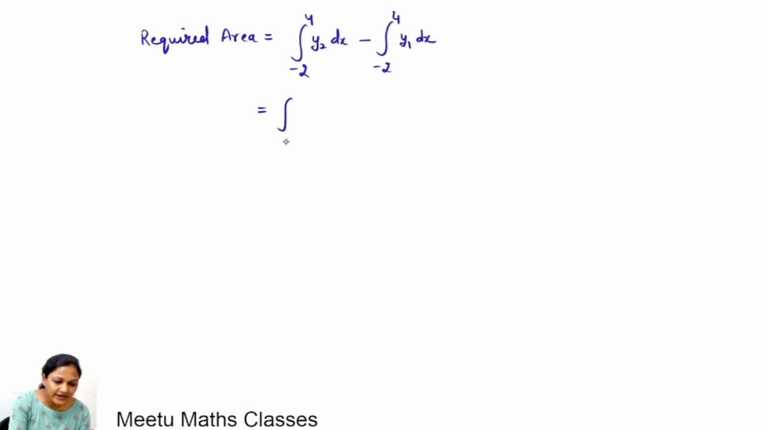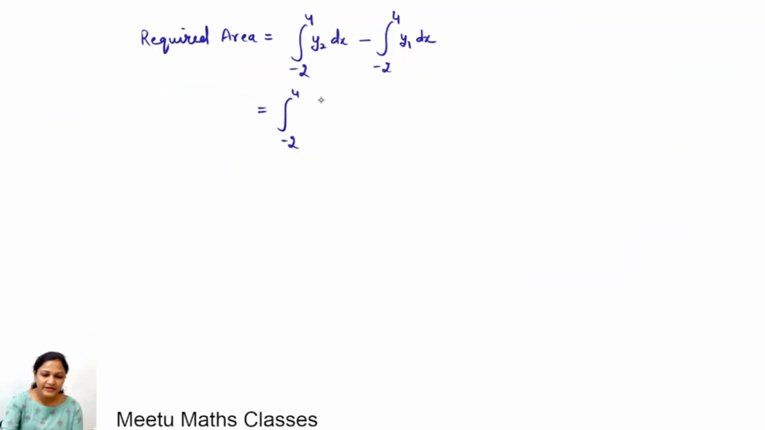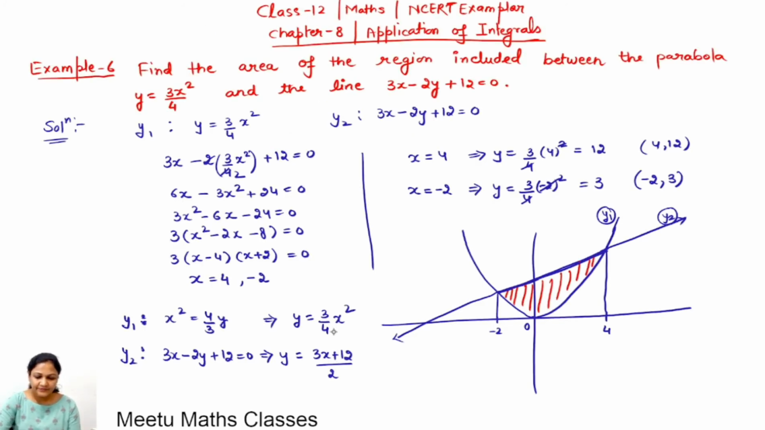Now what is y2? y2 will come from your second function. From here your y will come out 3x plus 12 divided by 2, and from here y will come out 3 by 4 x square. So y2 is 3x plus 12 by 2 dx, and y1 is 3 by 4 x square.